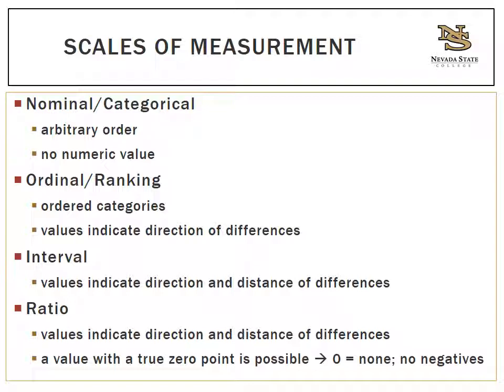If you're measuring in degrees Fahrenheit or Celsius and you have 0 degrees, it doesn't mean a complete lack of temperature, right? None of it. It just means it's really cold. Also, you can have negatives for temperature, so that's a good sign that it's not a ratio variable.